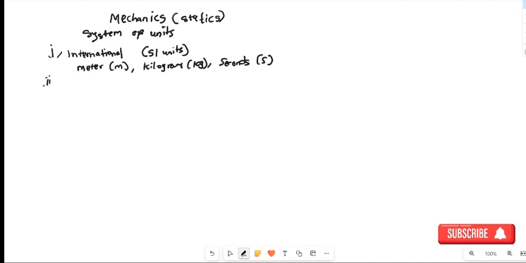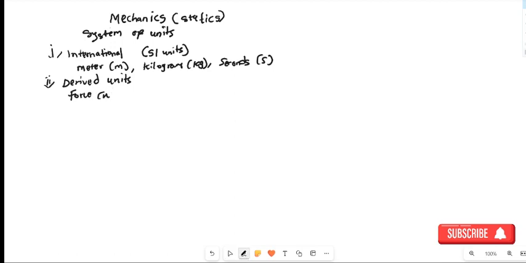The second one we want to look at is derived units. We are not going to be looking at all of the units. We are just going to be looking at the important ones we need for this course.